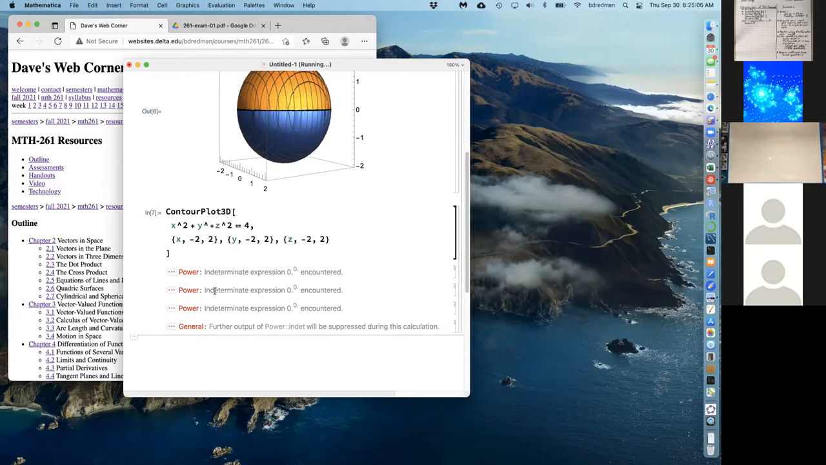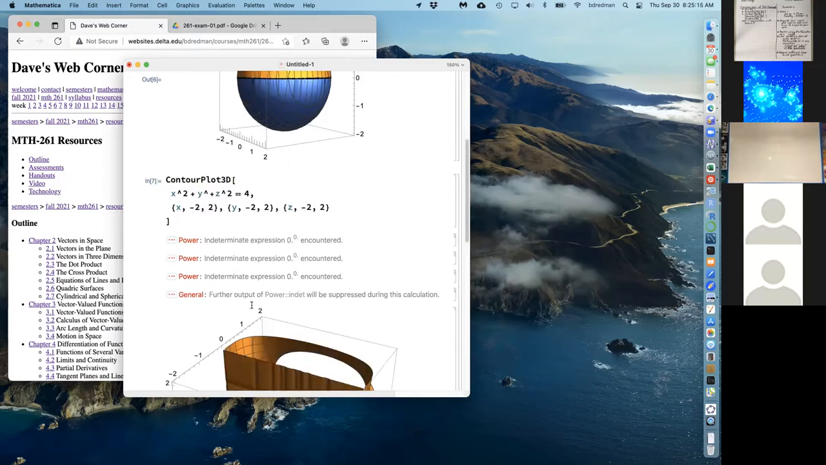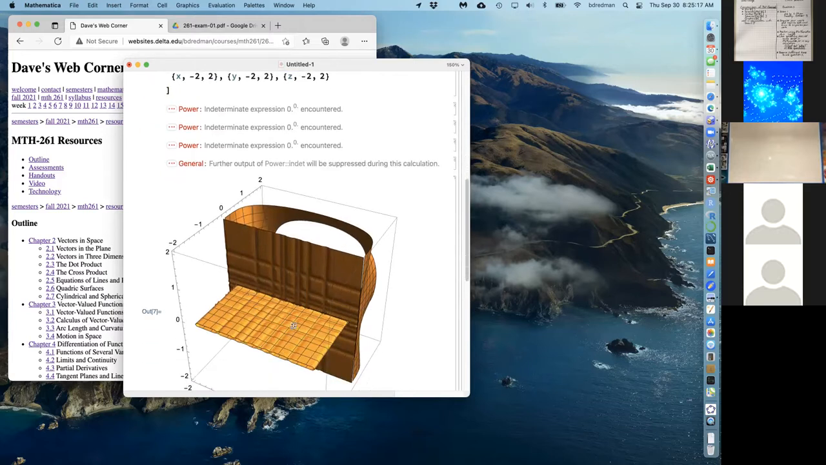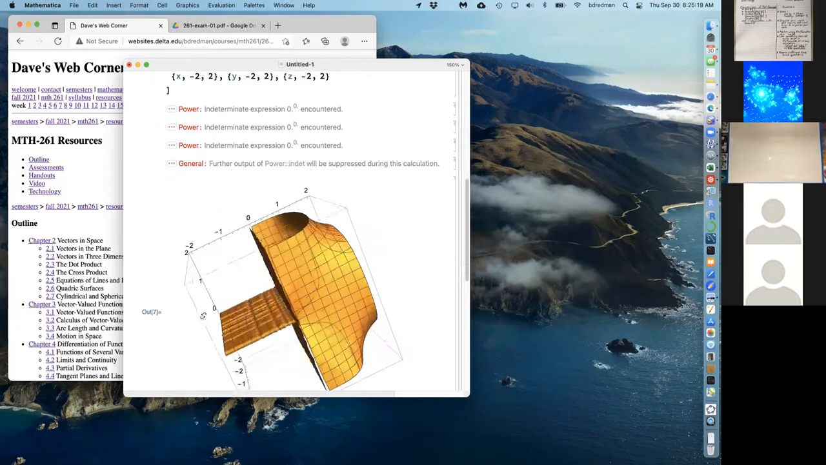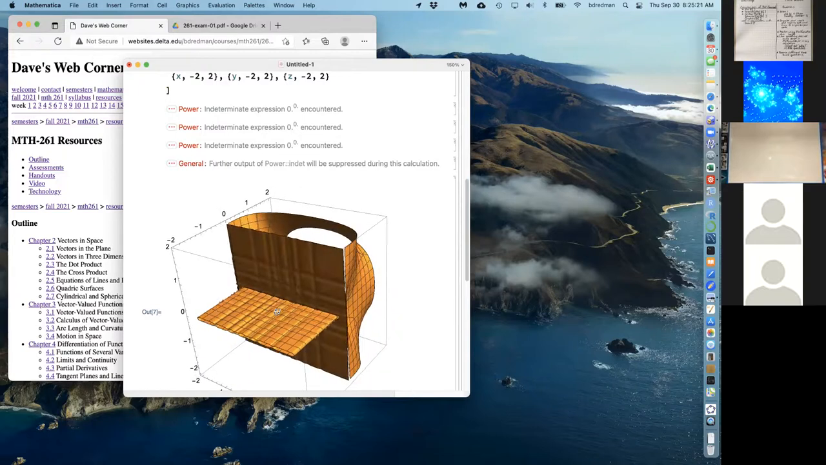Okay, I've got some error messages. I have to find out why. Indeterminate expression. I don't know what I've done, but I don't think I've constructed a sphere, but it's beautiful.